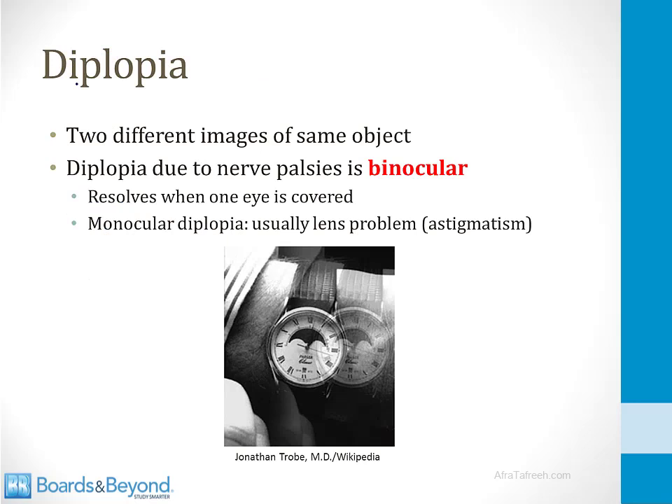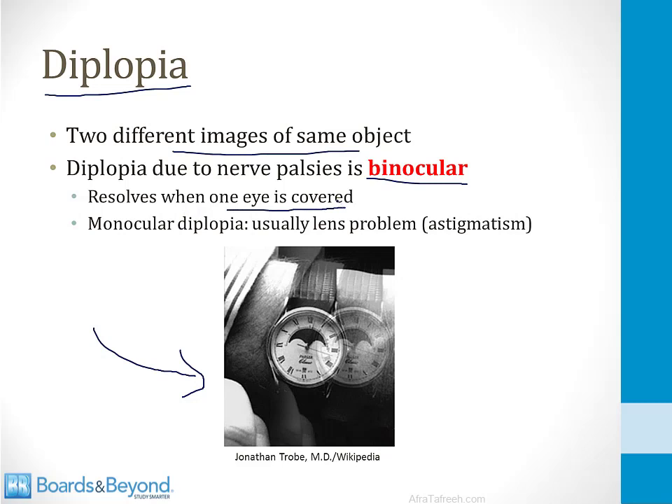And then the second concept that's important to understanding nerve palsies of the eye is the symptom of diplopia. Diplopia means seeing two different images of the same object. This is a picture of what it can look like on the screen. And diplopia occurs in many of the eye palsies that we'll discuss. You should know that the diplopia that occurs in nerve palsies of the eye is always binocular. What this means is that the diplopia is only present when both eyes are open. It resolves when one eye is covered.